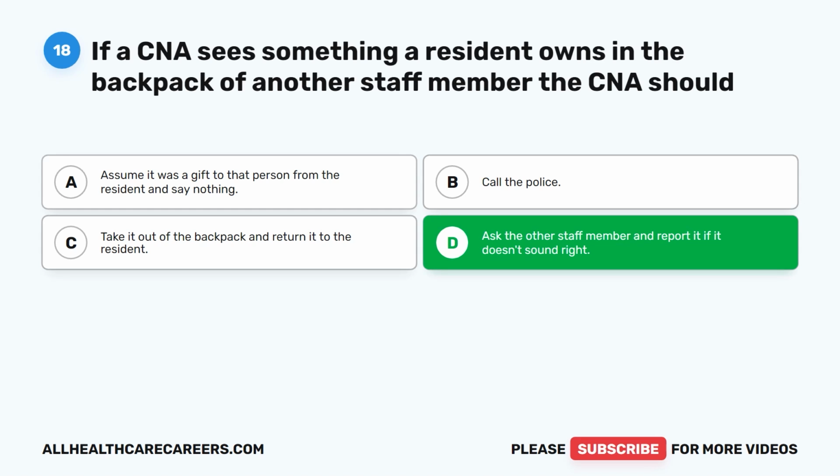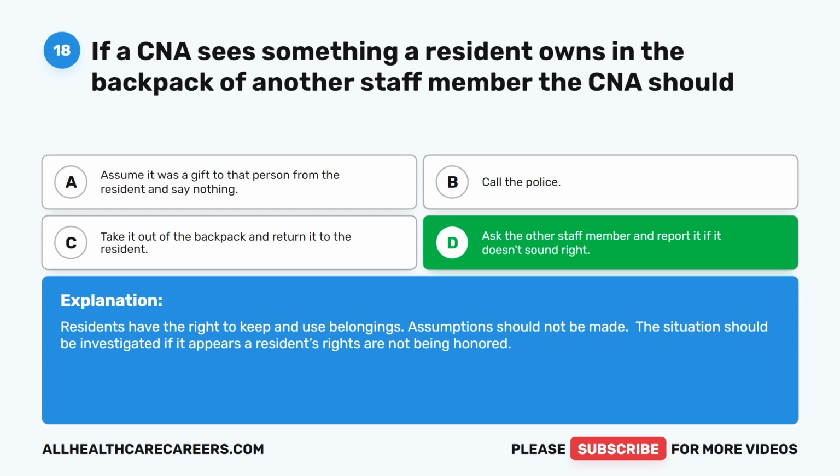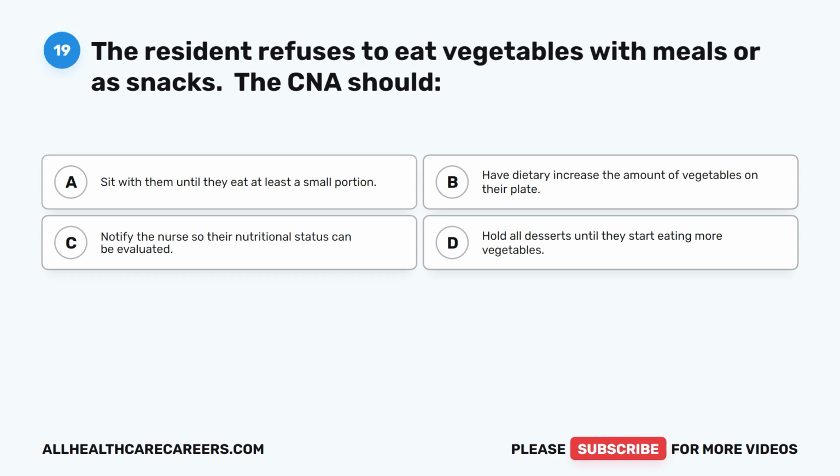The correct answer is D. Ask the other staff member and report it if it doesn't sound right. Residents have the right to keep and use belongings. Assumptions should not be made. The situation should be investigated if it appears a resident's rights are not being honored.